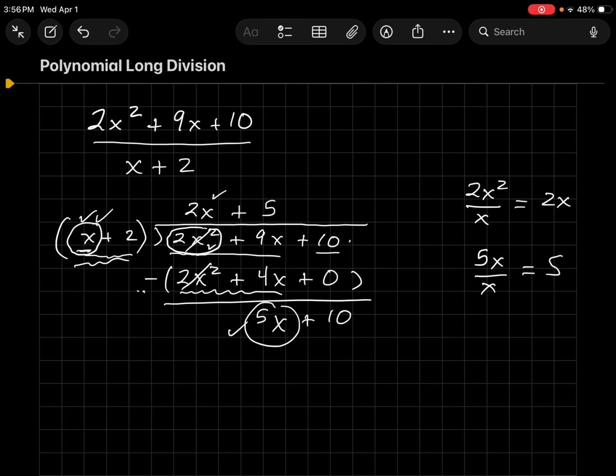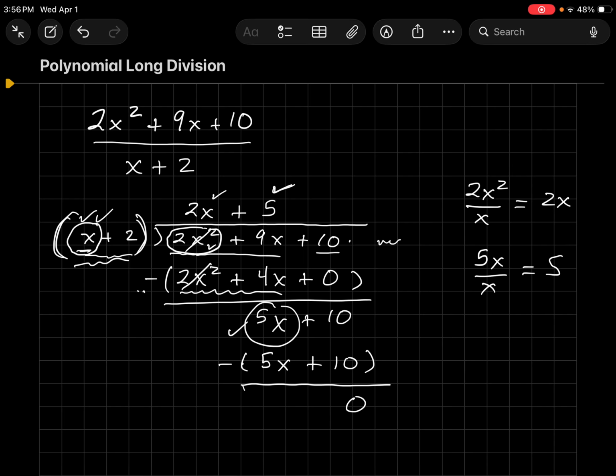So to get this number up top, highest powers only, but then I need to multiply that number right there by the entire factor and put it down here. So I get 5 times x, 5x, plus 5 times 2, 10. Nothing else left over here. We're all good. And don't forget, we need to subtract the entire thing. And we get 0.